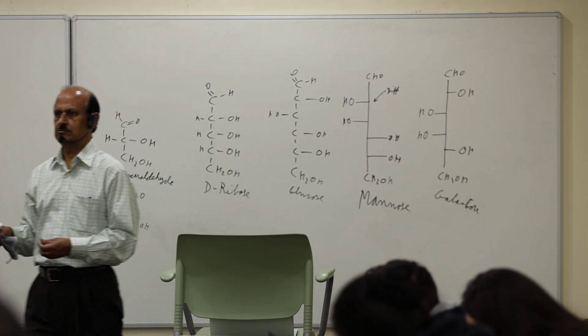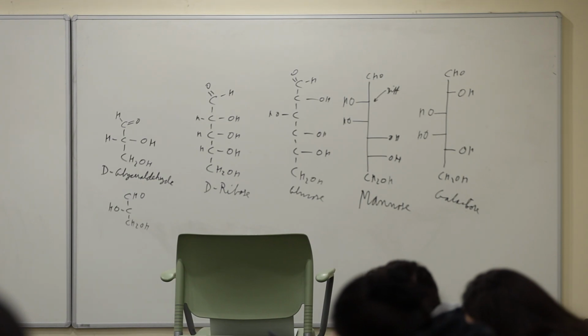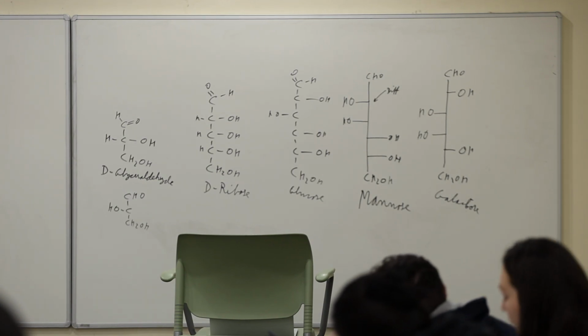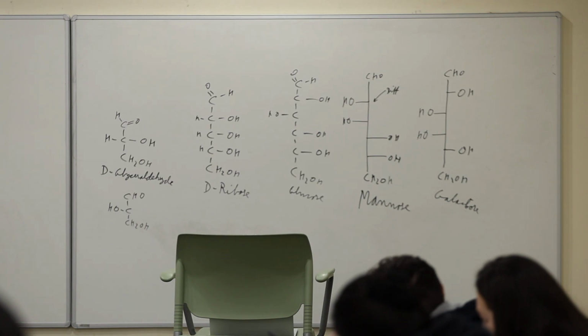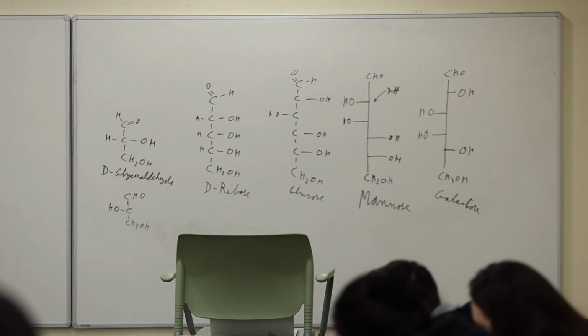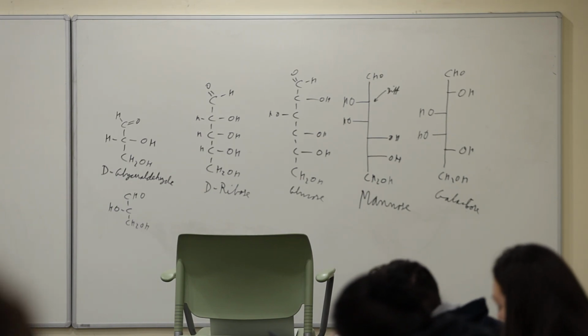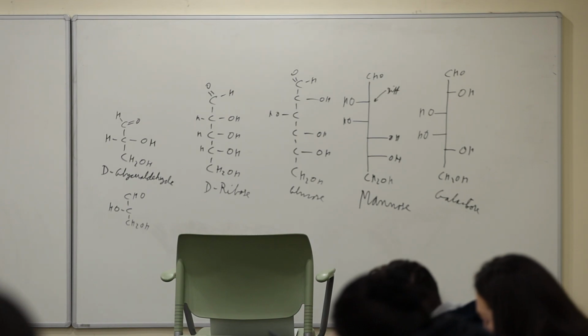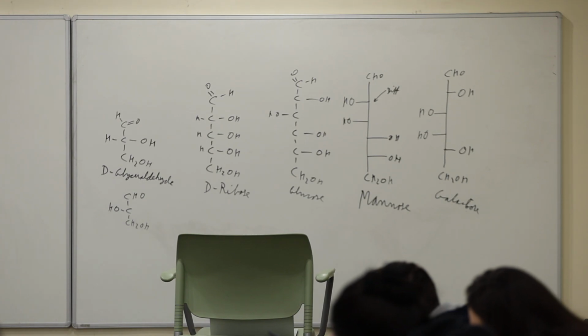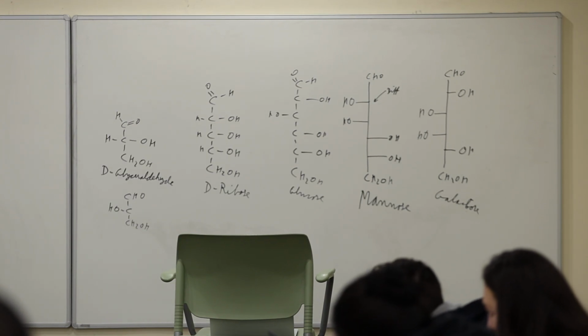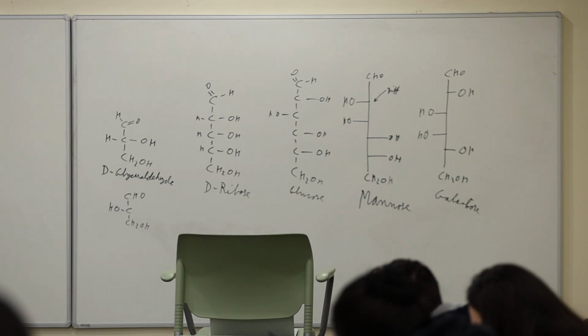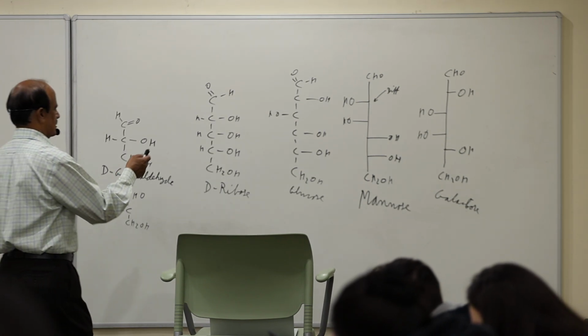And where do you find galactose? You said it's important, it's present. Where is it present? Galactose is present in milk sugar. Lactose is a disaccharide of glucose and galactose. That's the sugar that gives many people the problem of digestion, because many people don't have the enzyme to digest lactose, which is a disaccharide of glucose and galactose.